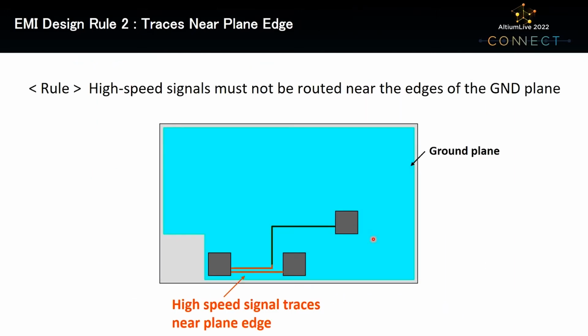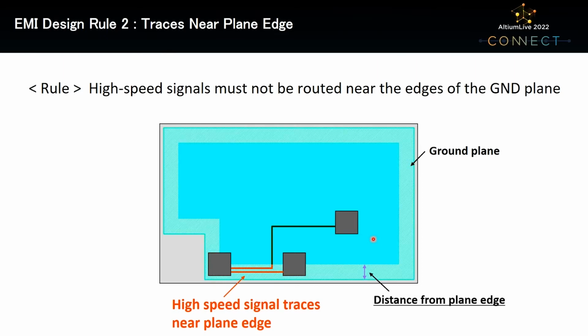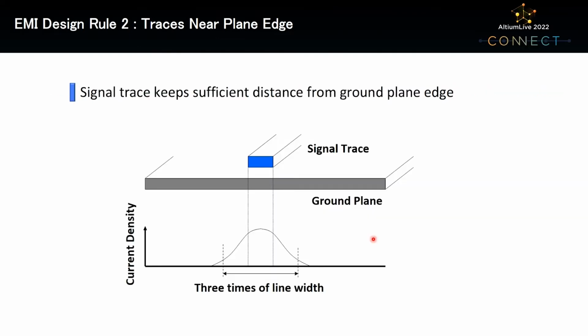Next, I'll describe the basic knowledge of traces near the plane edge. High-speed signals must not pass through the edge of the ground plane. The return current of the signal flows through the edge of the plane, exciting the entire plane. As a basic knowledge, I will explain the return current distribution of a signal trace.